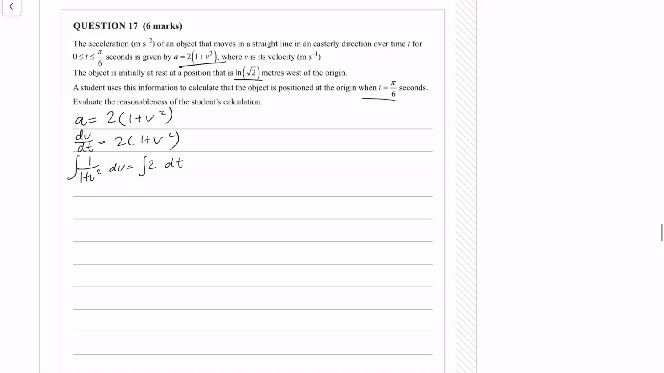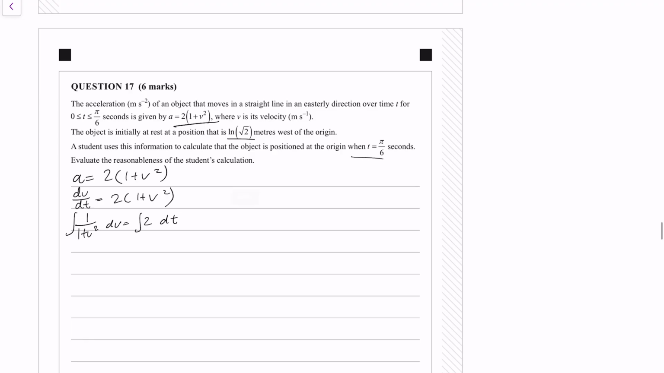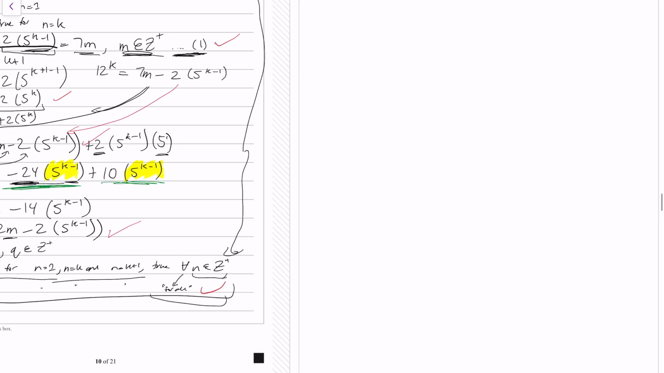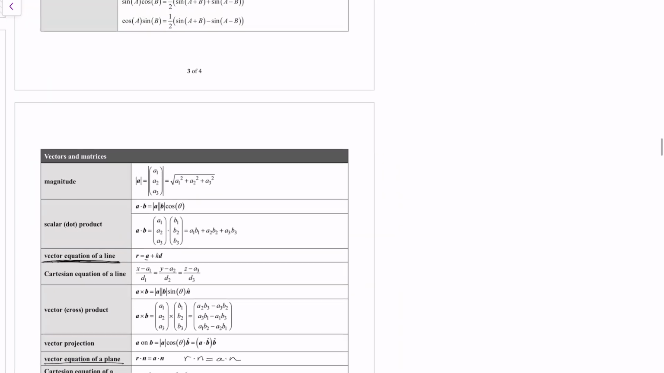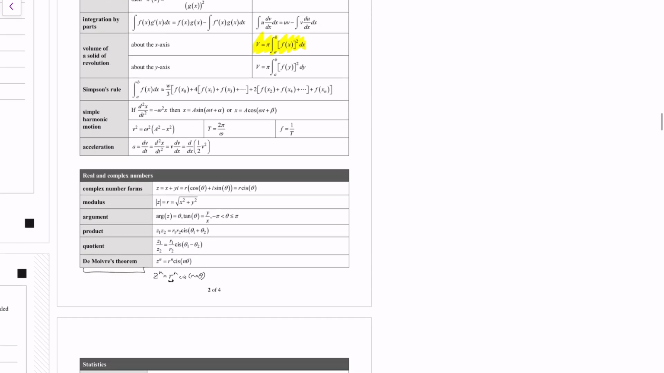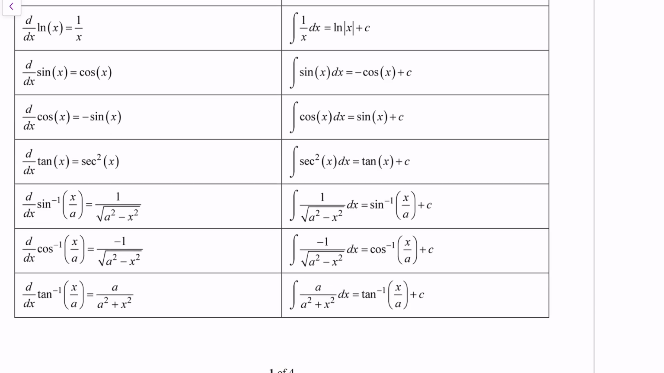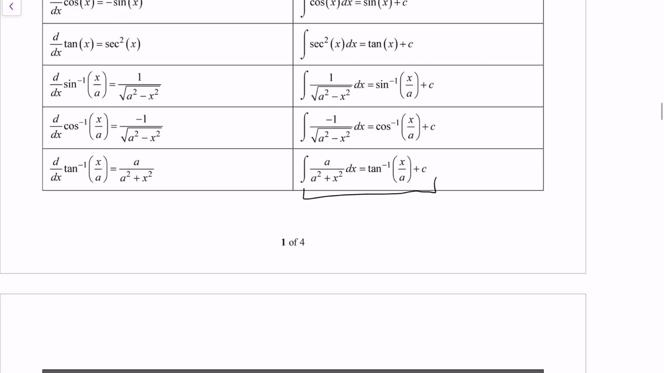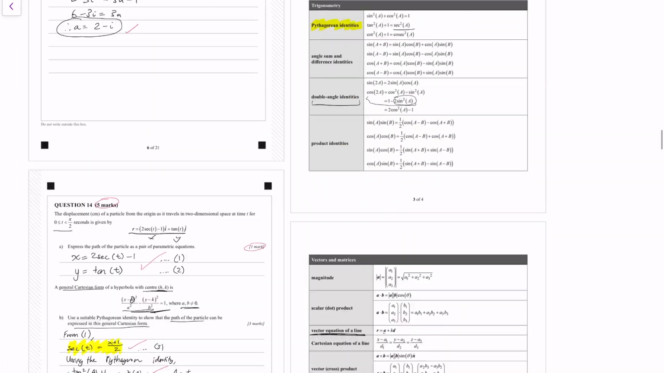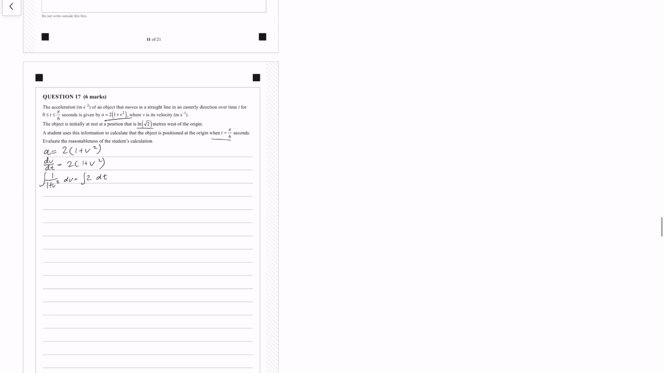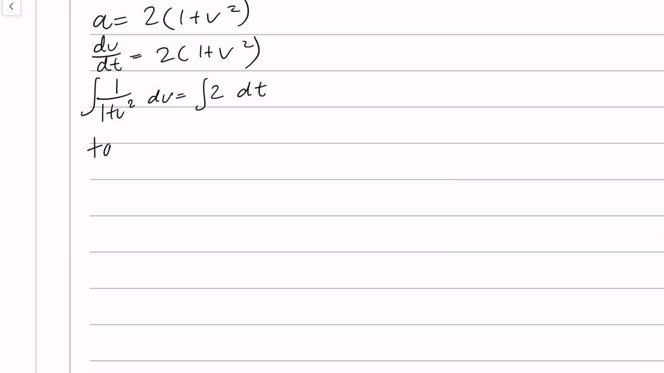And then I know that for the integral of anything where it's 1 over 1 plus my variable squared, I check my formula sheet for integrals. That's simply going to be tan to the negative 1, inverse tan, so that fits in quite nicely. So that's going to be tan inverse v equals 2t plus c.